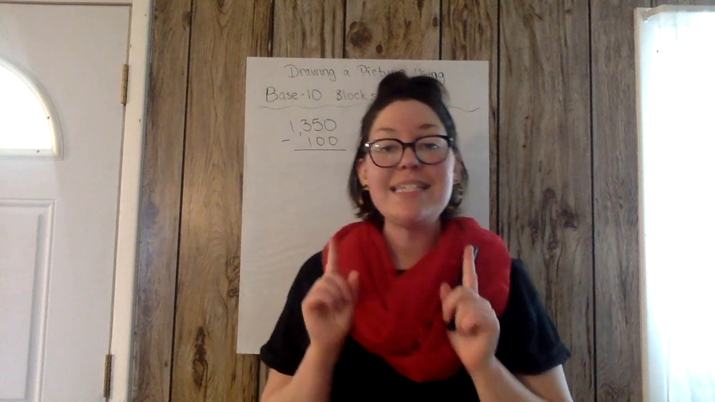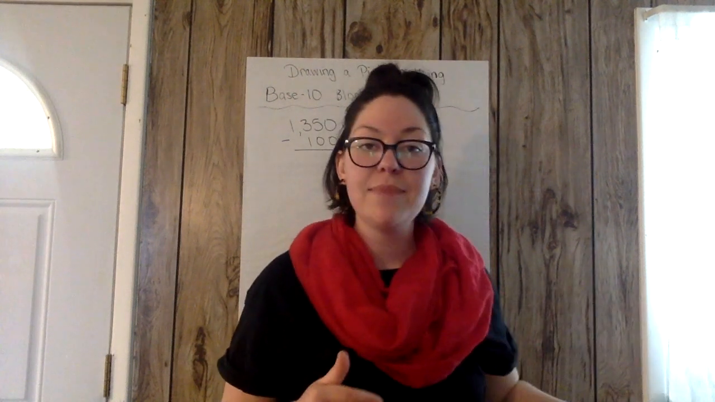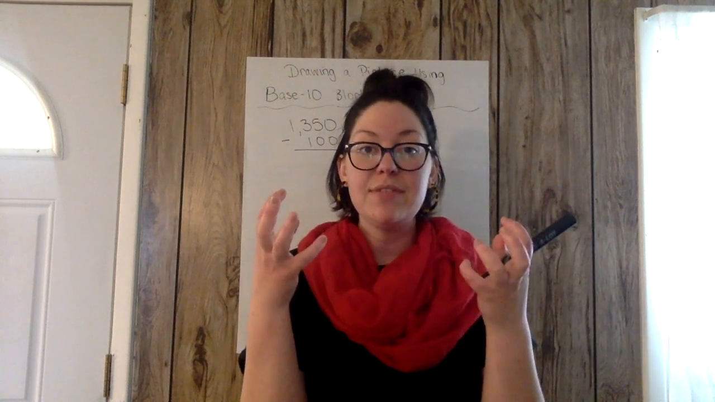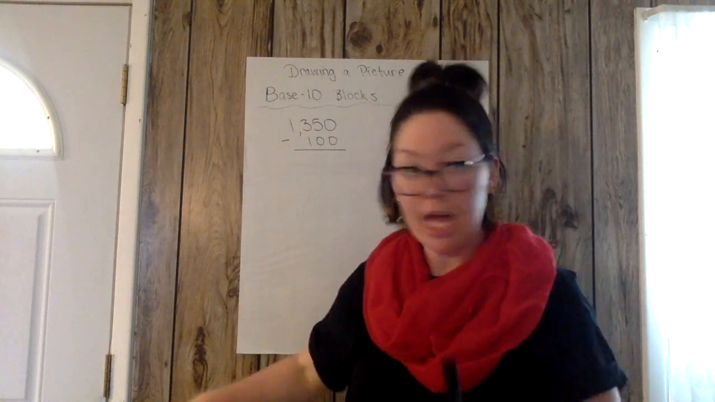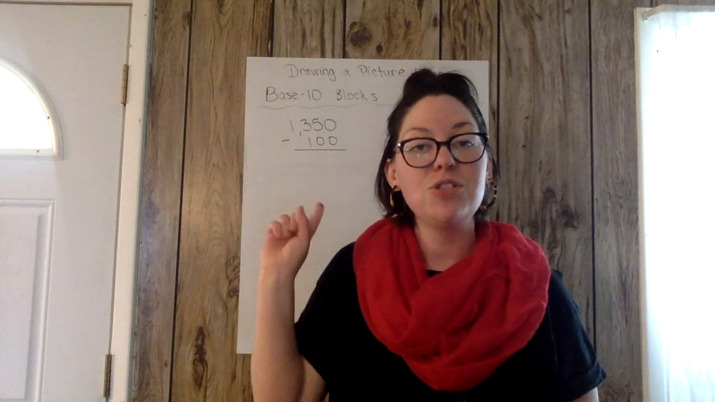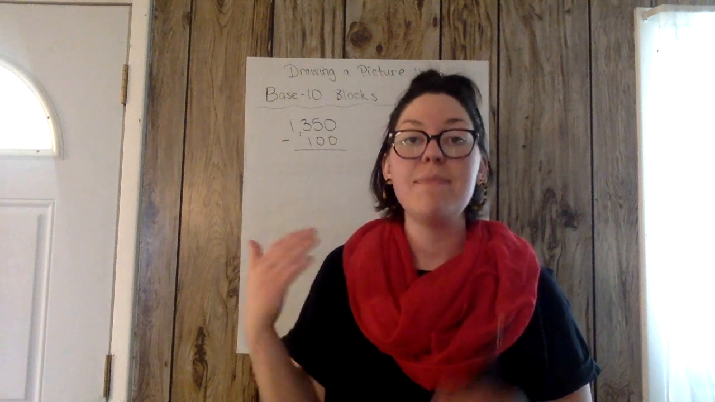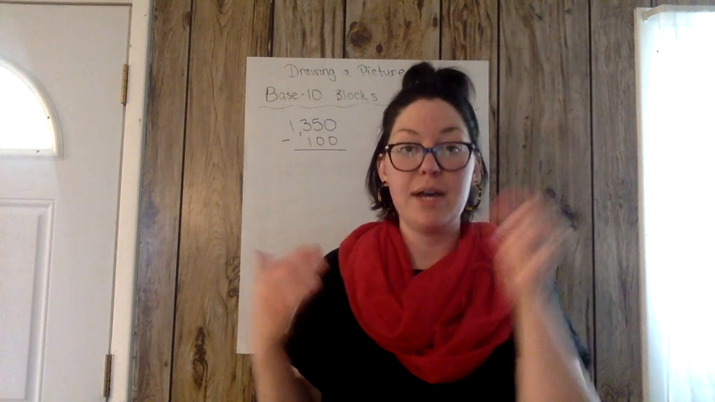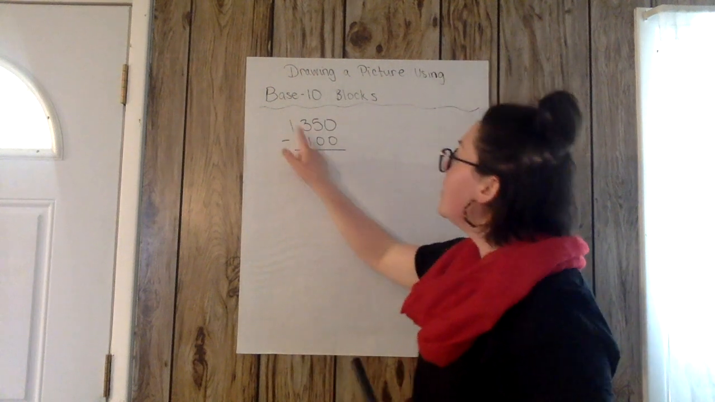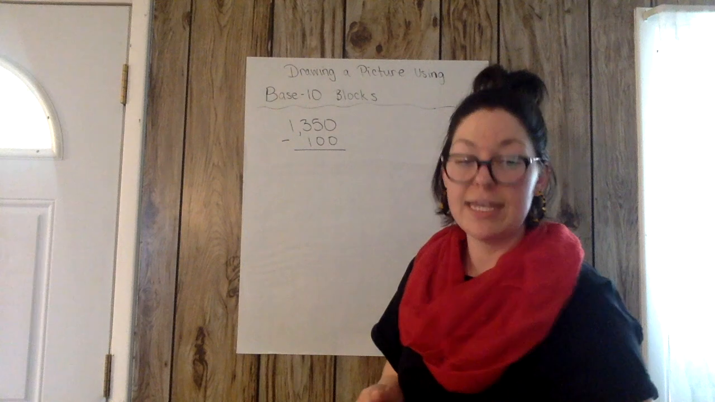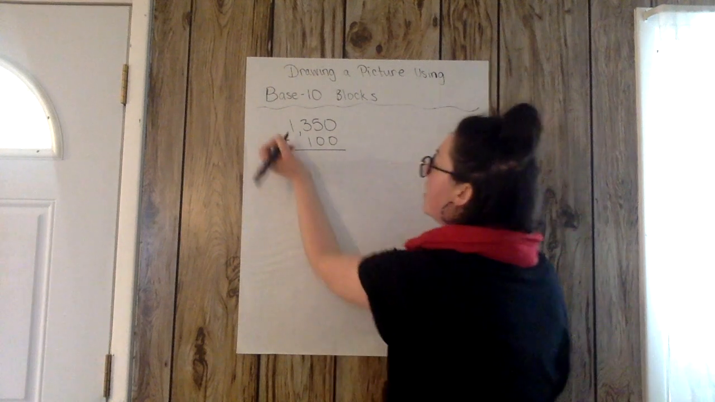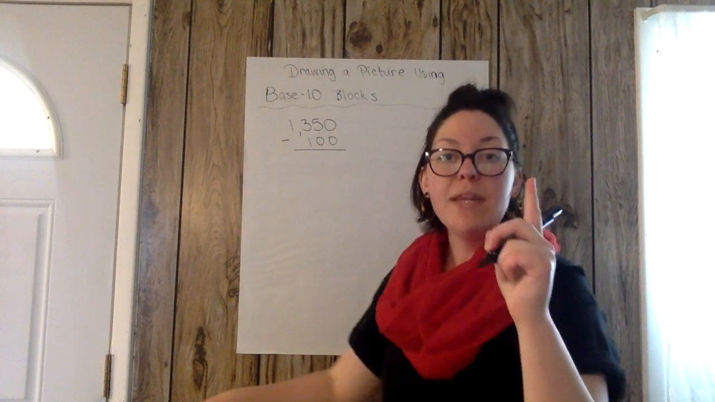Now, instead of me getting all of my tools and all of my manipulatives out and having handfuls of blocks and cubes and stuff, we are going to draw a picture to show the amounts that we have on the top and on the bottom, okay? So if we have 1,350, I'm going to start by drawing what 1,000 looks like. I'm looking at the thousands place, okay? So right here, I have 1,000.